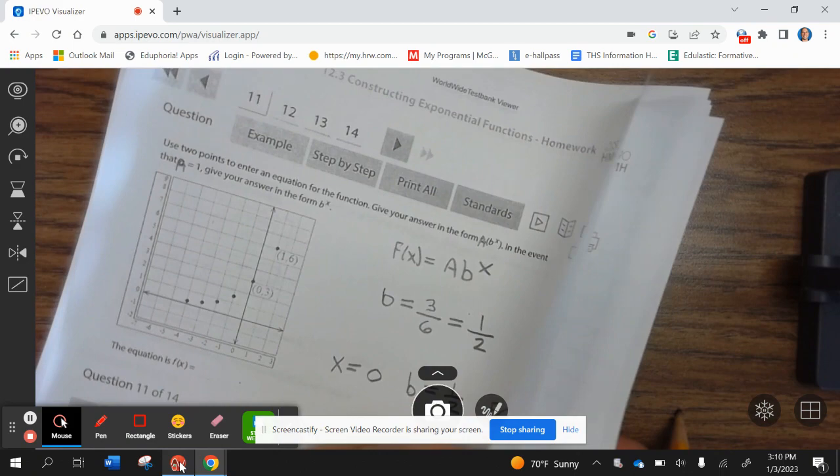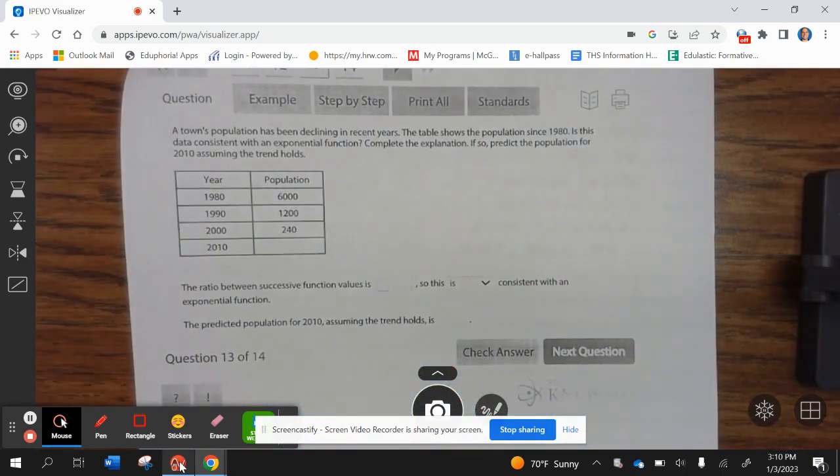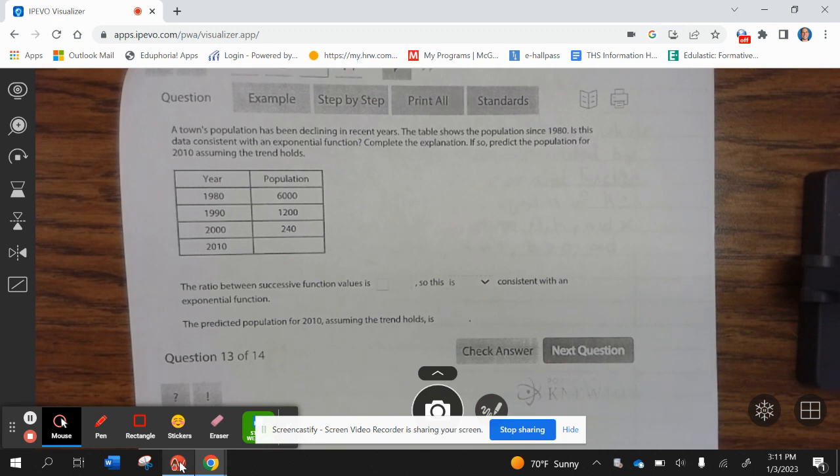All right, last example. A town's population has been declining in recent years. The table shows the population since 1980. Is this data consistent with an exponential function? Complete the explanation. If so, predict the population for 2010, assuming the trend holds. The ratio between successive function values is.